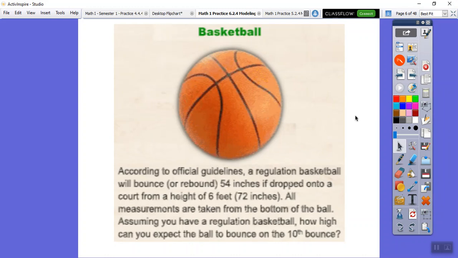Okay, so it says, according to official guidelines, a regulation basketball will rebound 54 inches if it's dropped onto a court from a height of 6 feet, which is 72 inches, okay? So all measurements are taken from the bottom of the ball. So it starts at 6 feet, goes down, and then bounces back up, from 72 inches. It bounces back up 54 inches, and it keeps doing that. So assuming we have a regulation basketball, how high can we expect the ball to bounce on the 10th bounce?